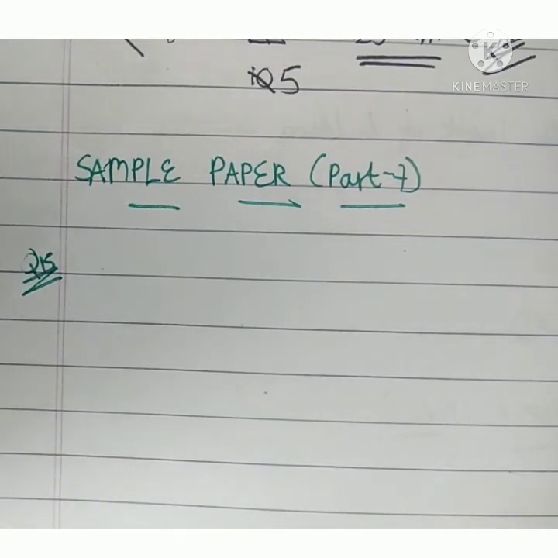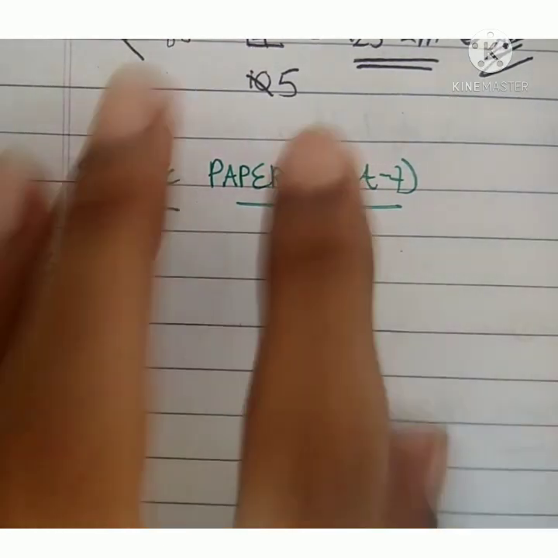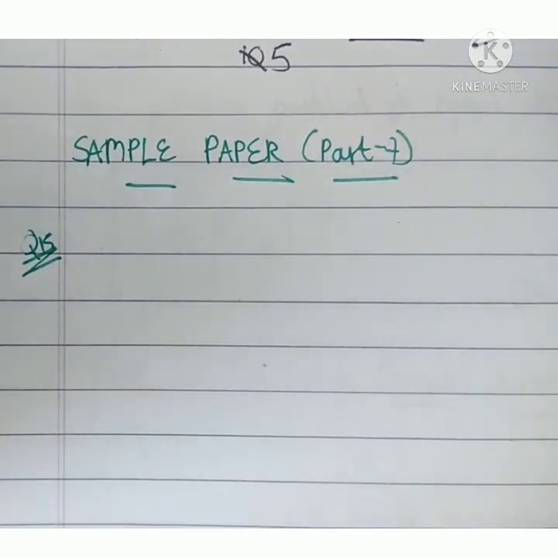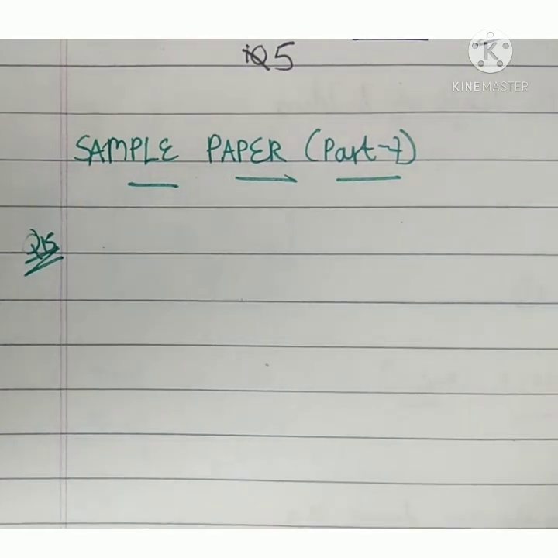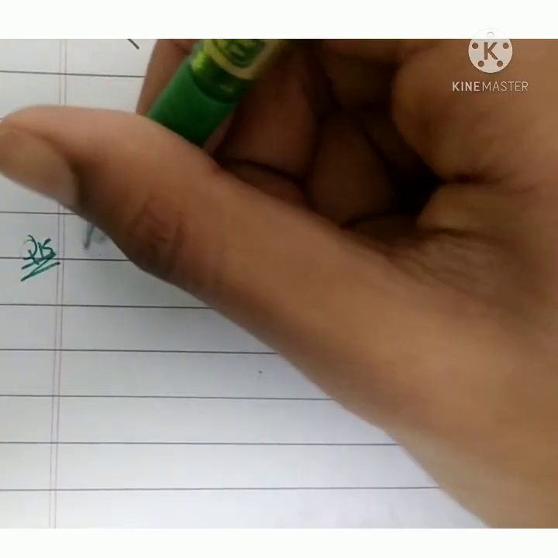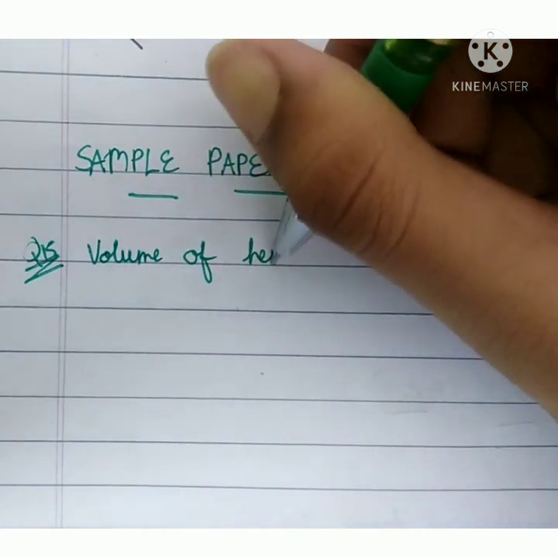How much is the volume of the hemisphere if the radius of the base is 3.5 meters? This question is very easy. It is just telling you that there is a hemisphere with a base radius of 3.5 meters, and it asks what the volume of that hemisphere will be. That's pretty simple.